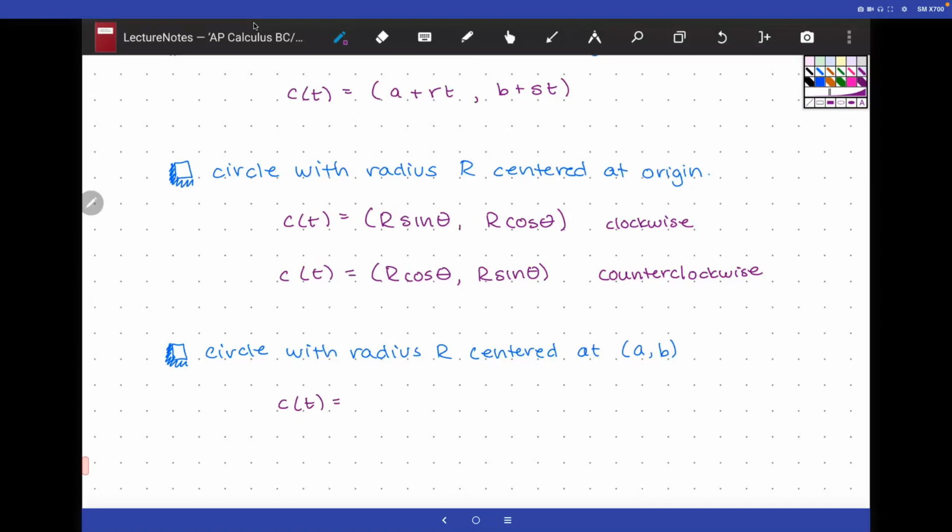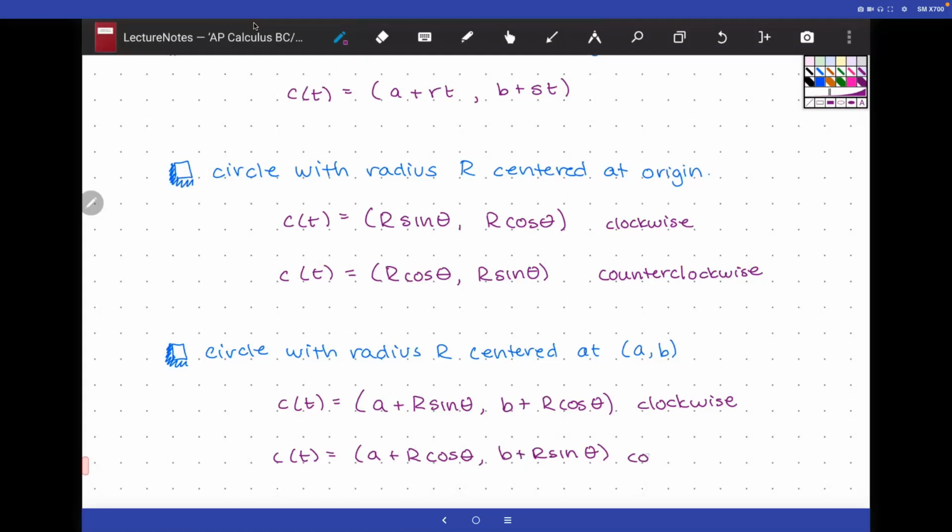And again, we could go clockwise or counterclockwise. So I'll just do the first one. A plus r sine theta, B plus r cosine theta. And again, that will go clockwise. You could also add A and B. Maybe I'll put this down just to make sure we know that A is always on the x coordinate. So A plus r cosine theta, B plus r sine theta. That's counterclockwise. And that is the end of my story. Any questions?